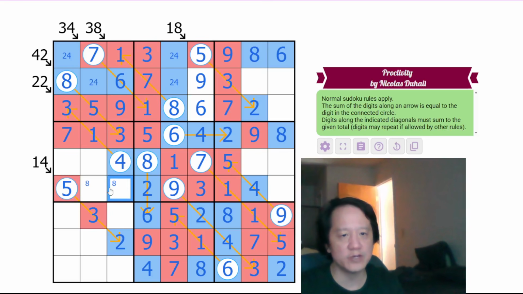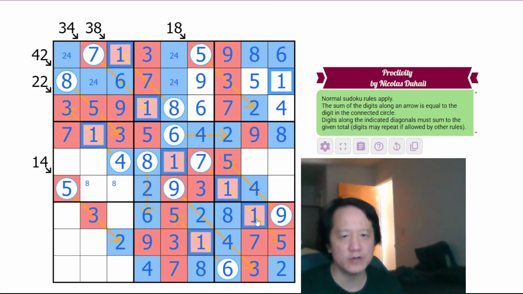And the rest is probably just going to be normal Sudoku, so we don't need to color anything else. Remaining digit here is a 4. Remaining digits in row 2 are 1 and 5. This can't be 1 because of 1 in the column, so it's 5, which makes that 1.